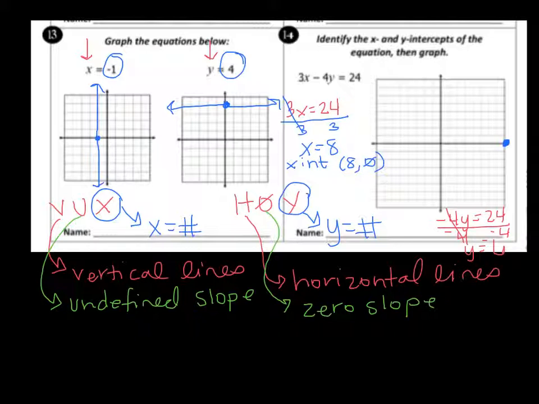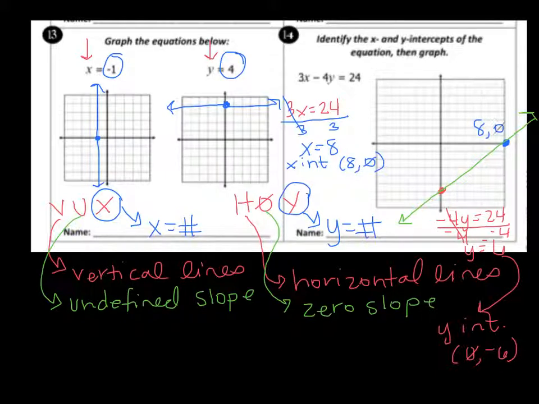So that makes my y-intercept (0, -6). So if I stay on 0, I go down 6, and I put a point. Now I have 2 points. All I have to do is draw a line through them. My x-intercept occurred at (8, 0). I can see it. It's touching the graph right there. And my y-intercept occurred at (0, -6).